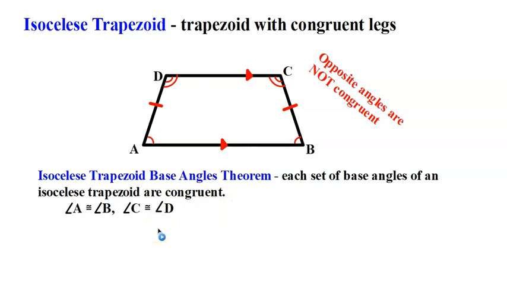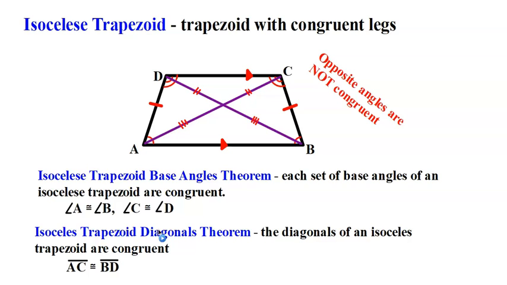Other thing about isosceles trapezoids is the isosceles trapezoid diagonals theorem. The diagonals of an isosceles trapezoid are congruent. So segment AC is congruent to segment BD. Now, one thing very important, notice that these diagonals do not bisect each other. It is not a parallelogram. It is not a rectangle, never will be, and so the diagonals do not ever bisect each other, which is why this segment is not congruent to that segment.